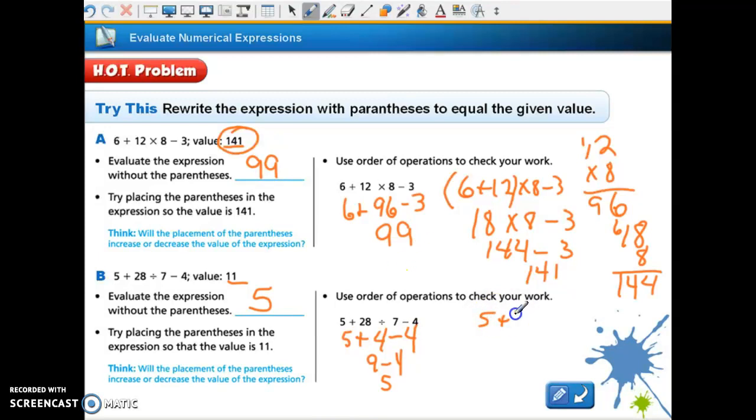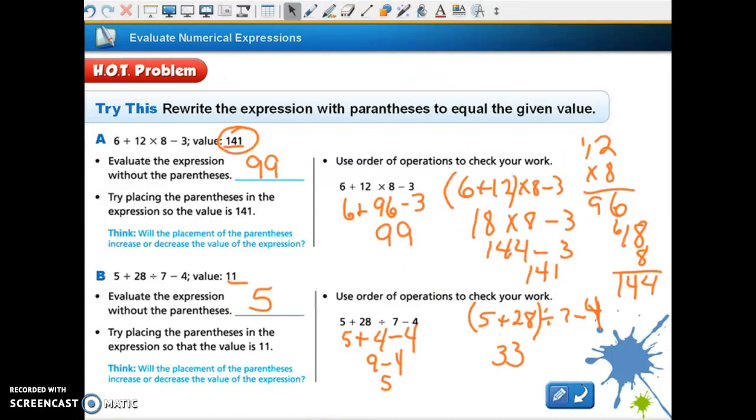5 plus 28 divided by 7 minus 4. Think, will the placement of the parentheses increase or decrease the value of the expression? We want it to increase the value of our expression. So what could we put together that would make us divide a larger number? Well, we can put our parentheses right here. And 5 plus 28 is 33.